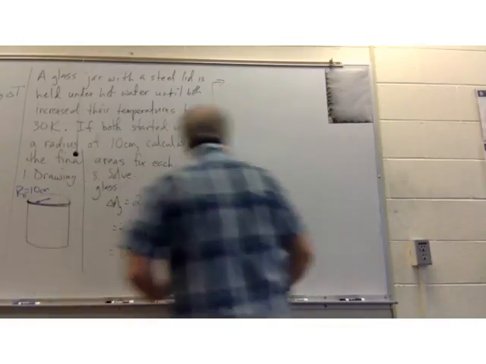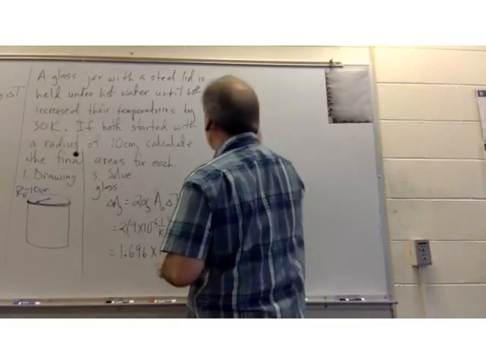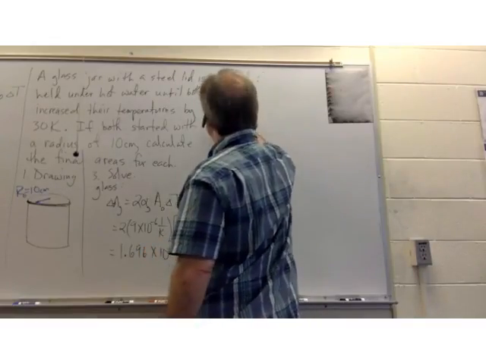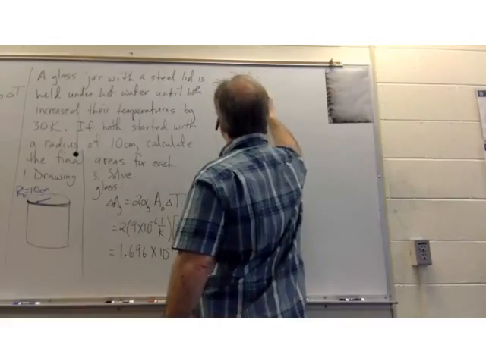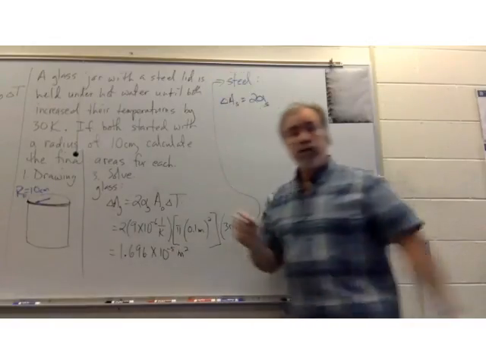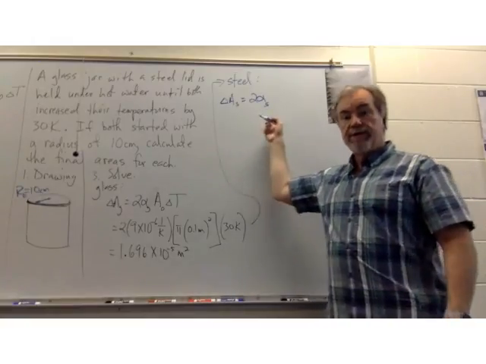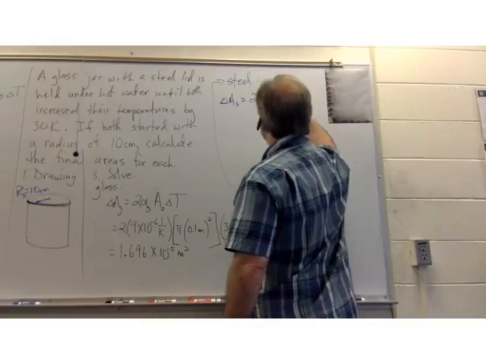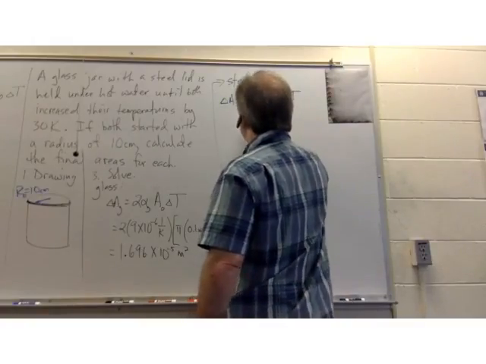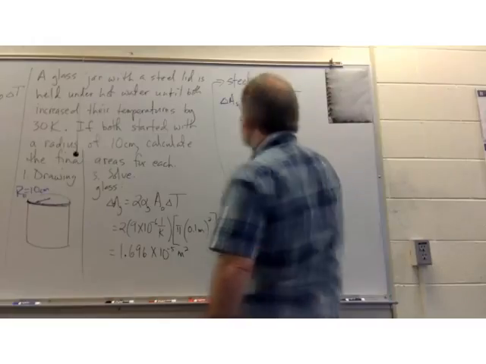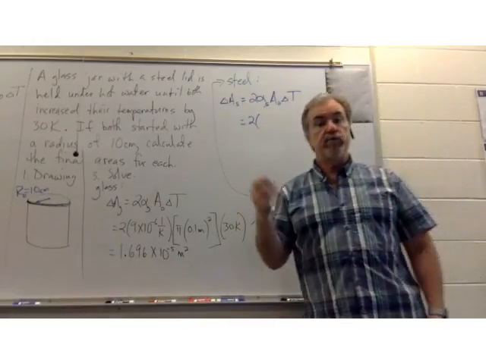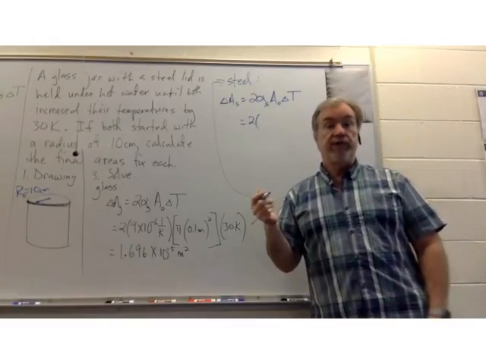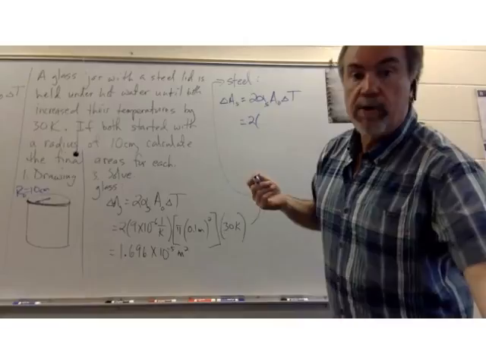Meanwhile, the steel, which I'll do in blue just so you can tell the difference. So the calculation is exactly the same. 2 alpha sub S. This time, though, we need the coefficient of thermal expansion for steel. Okay, times original area times delta T. And so I looked that up, and steel has a higher coefficient of thermal expansion, which means that the dimensions change more with a given temperature change than does glass, which is the whole point of this, of course.